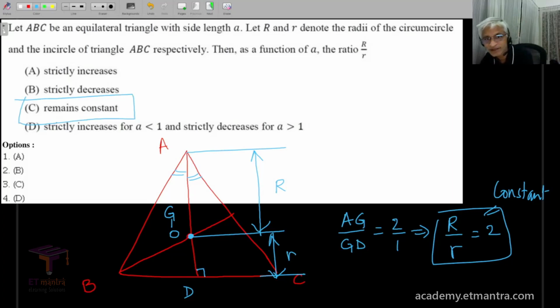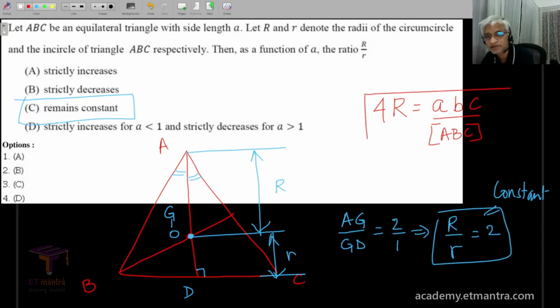However, let's take the opportunity to also write down two extremely important formulas regarding the circumradius, which is 4RΔ is equal to abc, where a, b, c are the sides of the triangle, and Δ is the area of the triangle. So this is a nice formula which is not required in this simple problem. And there's another formula associated with the inradius, which is rs is equal to the area of the triangle ABC.